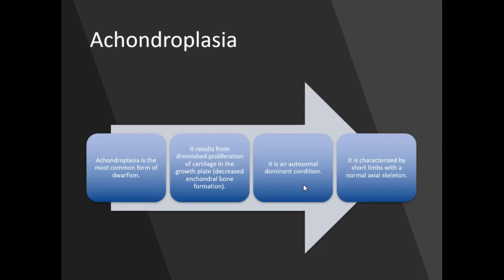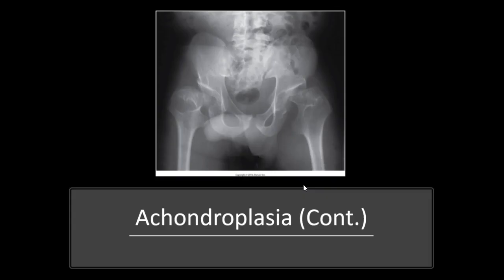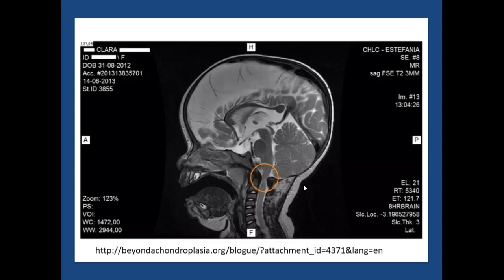So, achondroplasia is the most common form of dwarfism. It results from diminished proliferation of the cartilage in the growth plates, and it is an autosomal dominant condition characterized by short limbs with normal axial skeletons. So, okay, here's a good picture. Looking here, a common sign of achondroplasia, you'll also see how large the head is and how small the mandible and the rest of the body is.